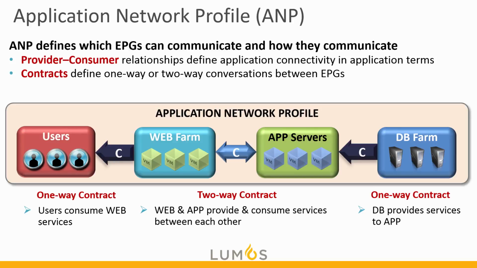So here we see the application that's modeled. Maybe it's our Web 3.0 app. And we have our database farm providing a contract being consumed by the application, and maybe the contract has a filter with the destination port of MySQL. So the destination port would be the database farm's MySQL port, and that contract would be provided by the database and consumed by the application EPG.